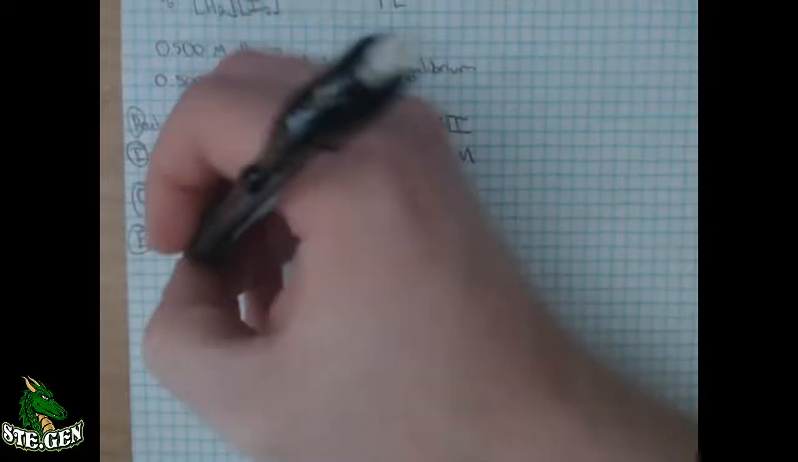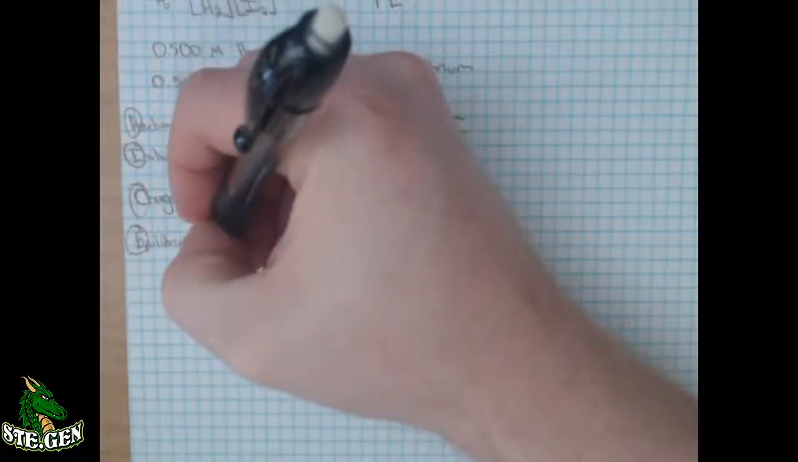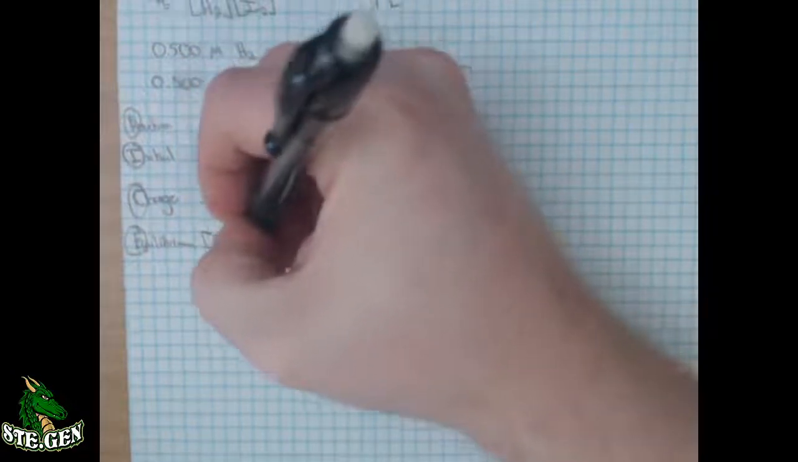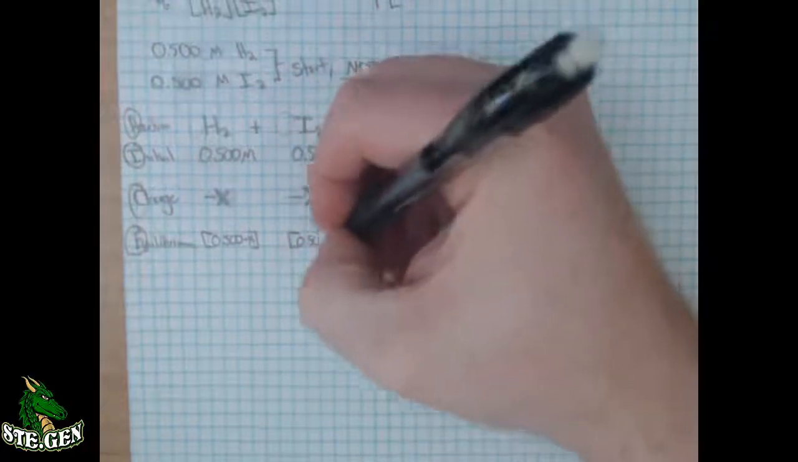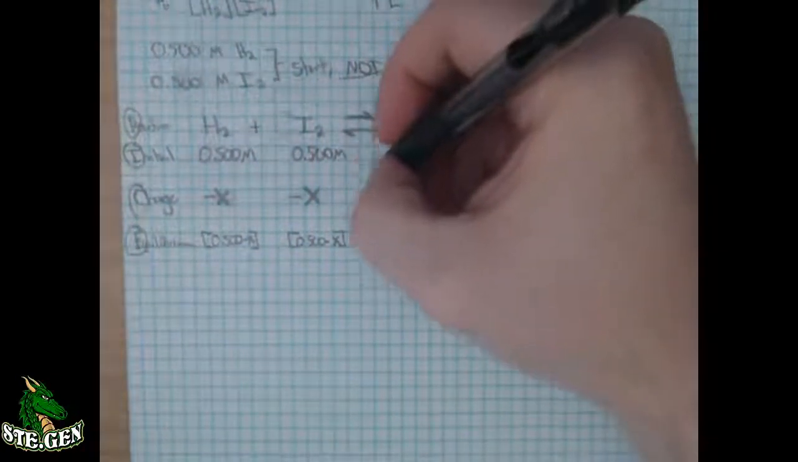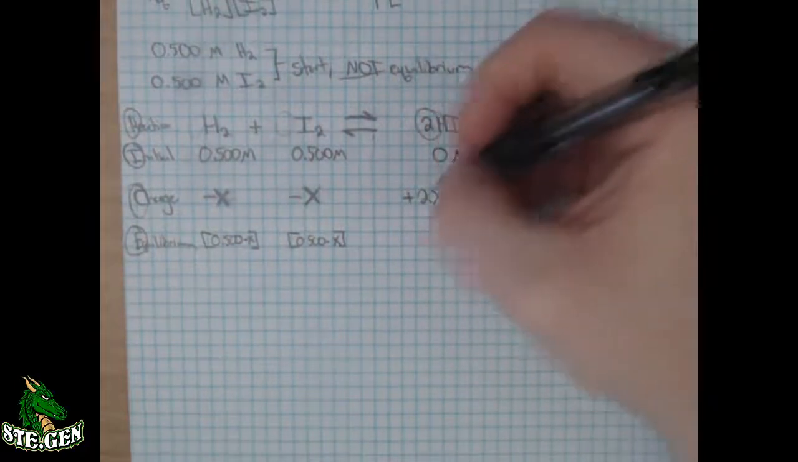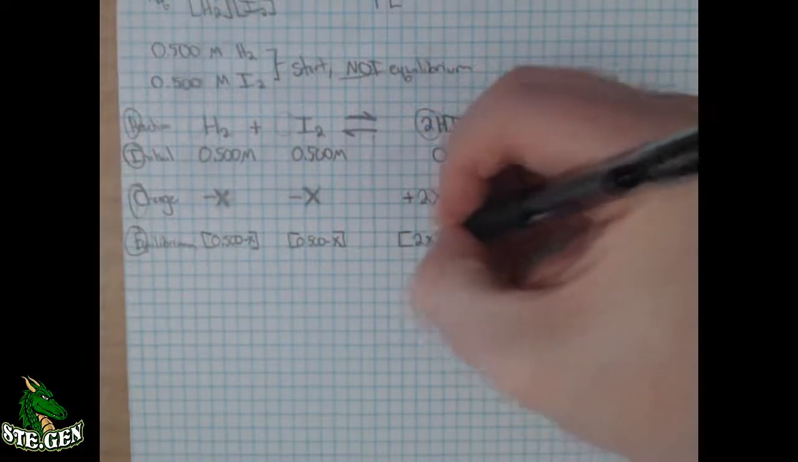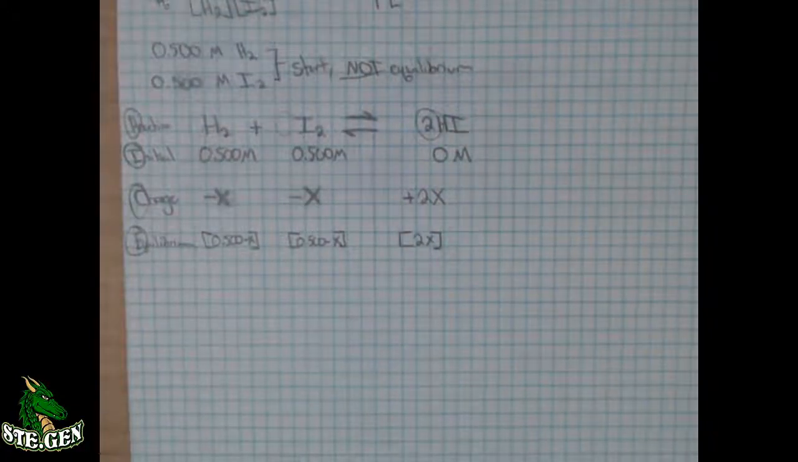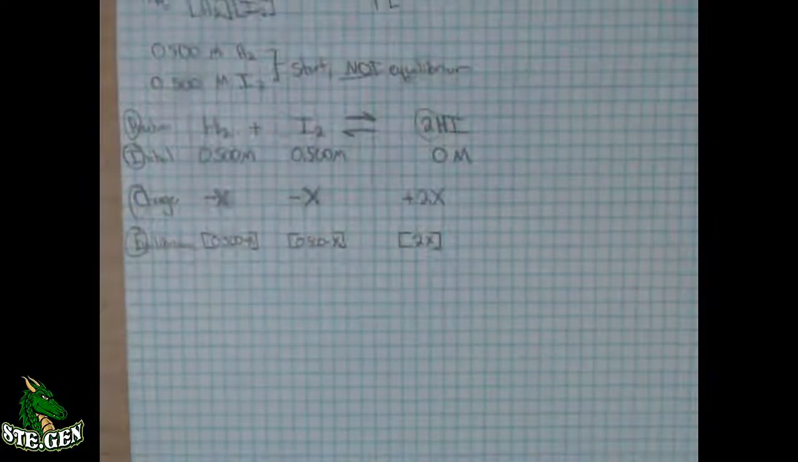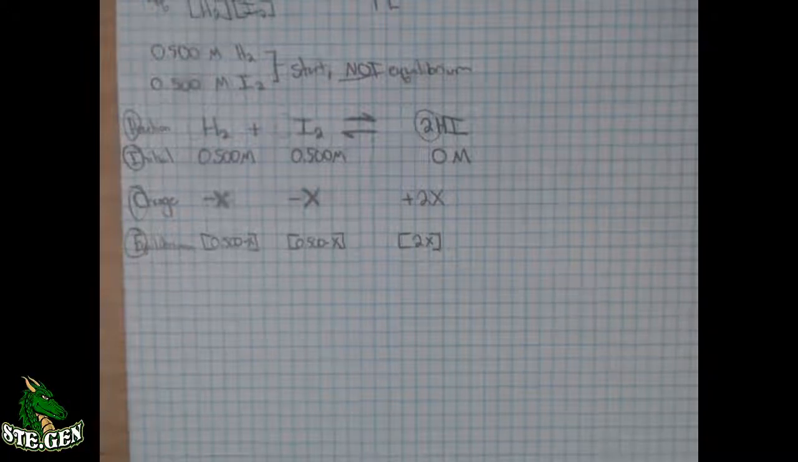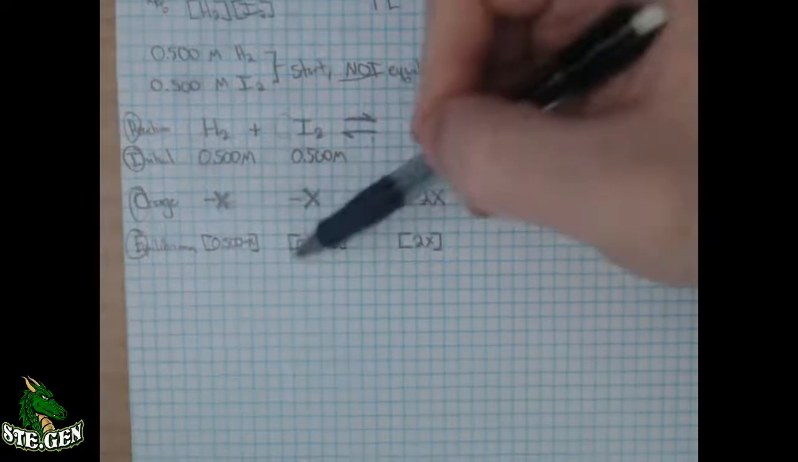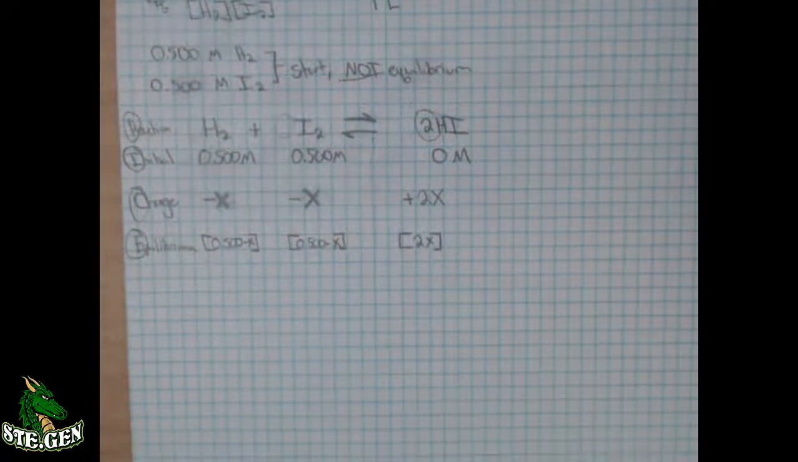We don't know what X is, but we know that now our new concentration is 0.500 minus X. And our next one is 0.500 minus X. And then for our last one, for our product over here, 0 plus 2x is just going to be 2x. Okay, so we don't know what x is yet, but we now know what our concentrations should in general look like at the end of our process. Now we can take these values and plug them back into our KEQ expression.